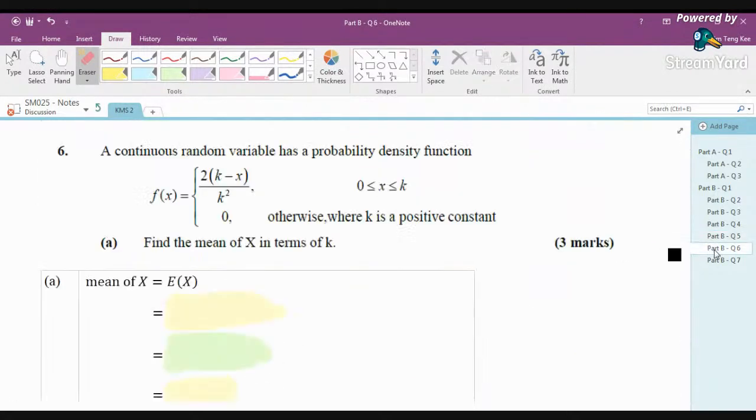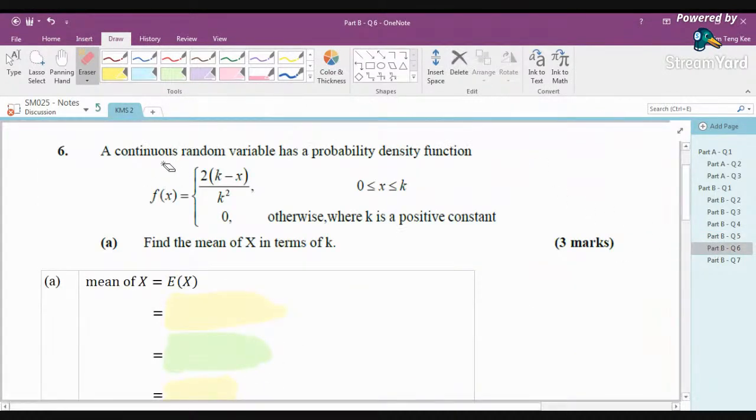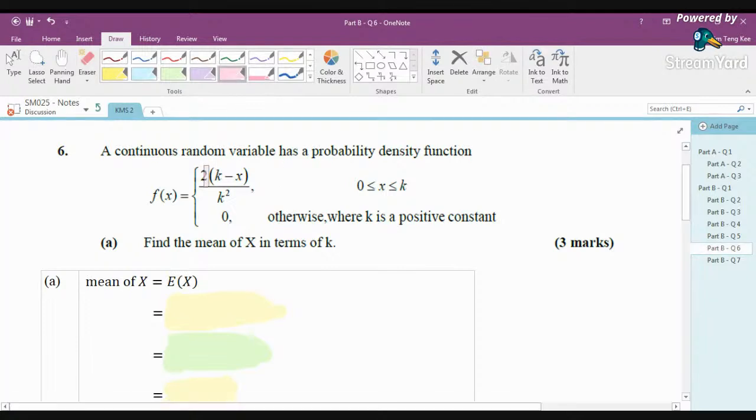Question number 6. We have a continuous random variable with the PDF as follows. This question is difficult in the sense that we have an unknown constant there, where k is a positive constant. They want us to find the mean of x in terms of k. So don't be afraid of the k there. Always bear in mind that k is a constant. So when you integrate a constant, you should know what result you have.